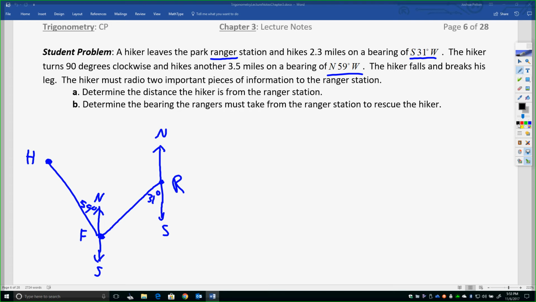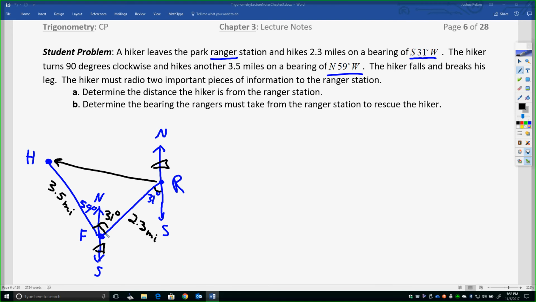Okay, let's change colors. So we want to go from the ranger station to the hiker. So we're going to go that way right there. So we put our distances in. The first distance was 2.3 miles. And the second distance is 3.5 miles. And what we know is every compass, the north-south doesn't change, so they're parallel. So as a result, that is alternate interior to this. So that's 31 degrees. 31 plus 59 gives me a 90-degree angle. So I, in fact, have a right triangle.